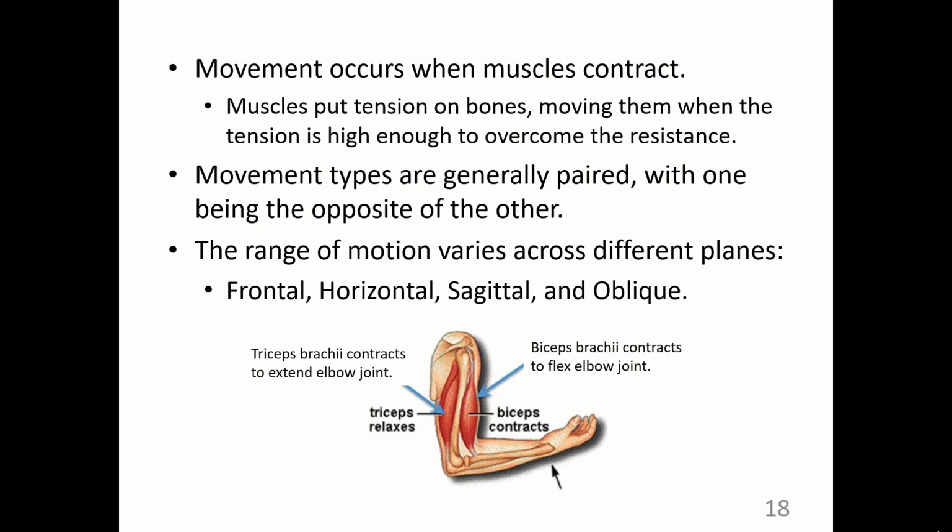This illustration shows the opposite movements of the muscles on a joint. The biceps contracts and causes the forearm to flex. So this is flexing the elbow joint. And then when the triceps contracts, it will extend the elbow joint because it will pull the ulna, straightening out the arm.